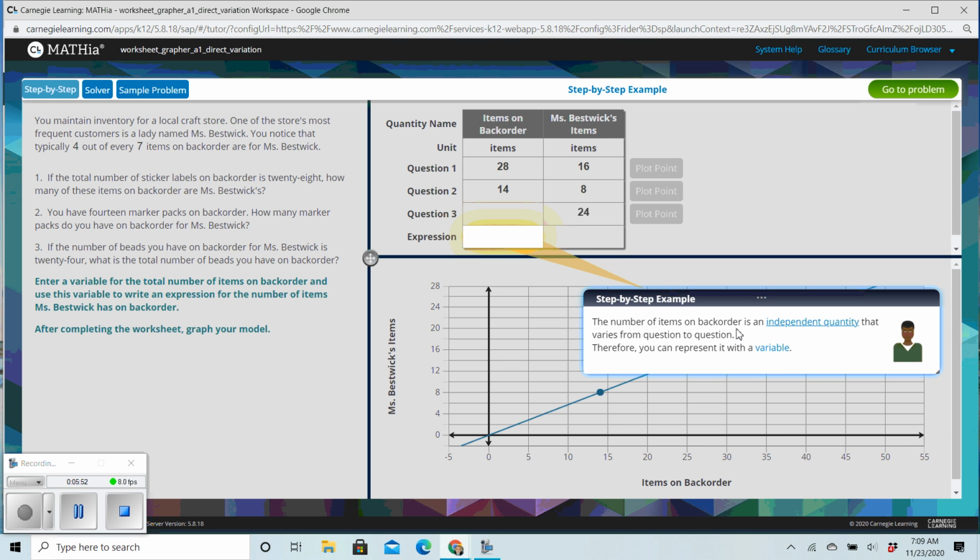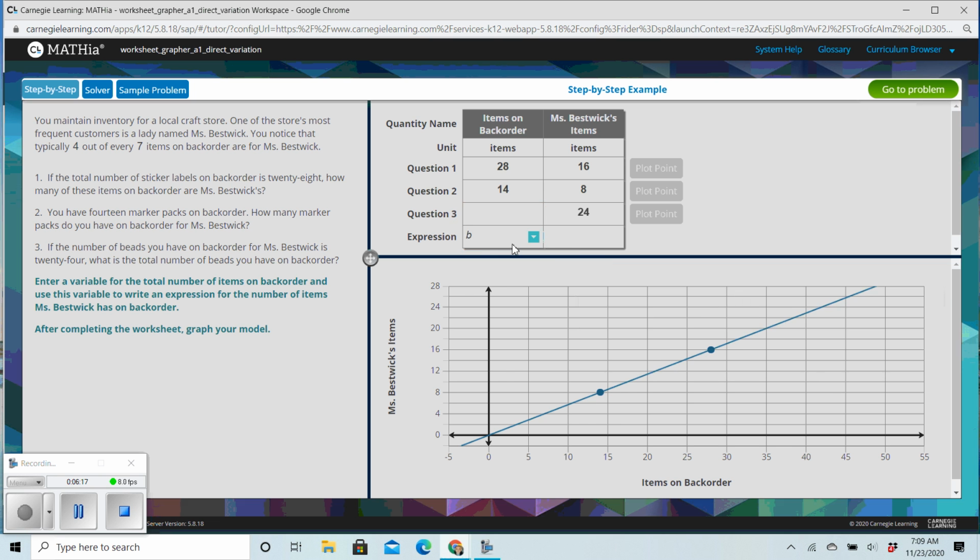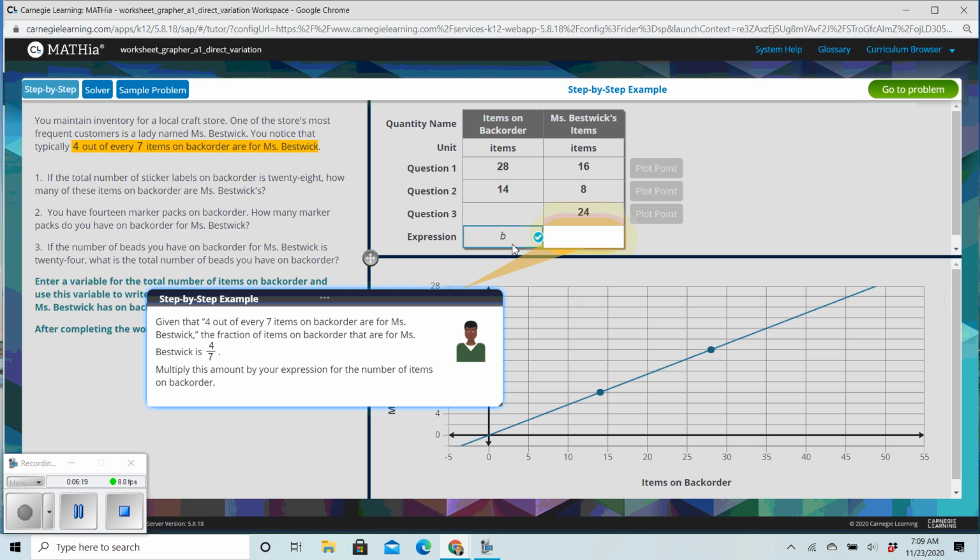So in order to figure this out, we're going to have to create some type of expression. One that we can plug into. And so what we're going to start with is we need to identify an independent quantity that varies. So it says it varies from question to question, and that's because we represent it with a variable. A variable, remember, is any letter A to Z. So for this, just because we're talking about back order items, I'm just going to use the letter B. You can use any letter A through Z. I'm going to use the letter B just because it represents back order.